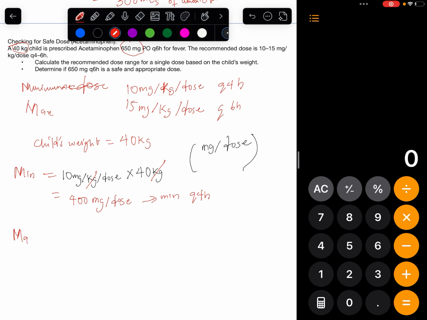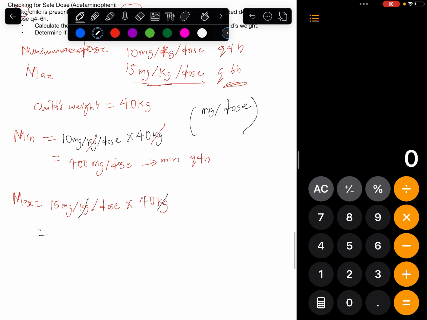And for max, similar thing, but this time remember that the max is 15 milligram per kilogram per dose every 6 hours. So what we do is we multiply 15 milligram per kilogram per dose times the child's weight, which is 40 kilogram. And we should remember kilogram cancels kilogram. So now we're going to have 600 milligram per dose. And now this is the max every 6 hours.